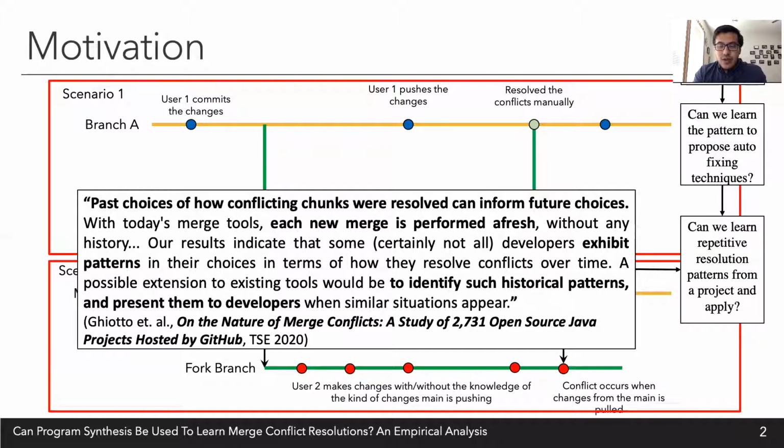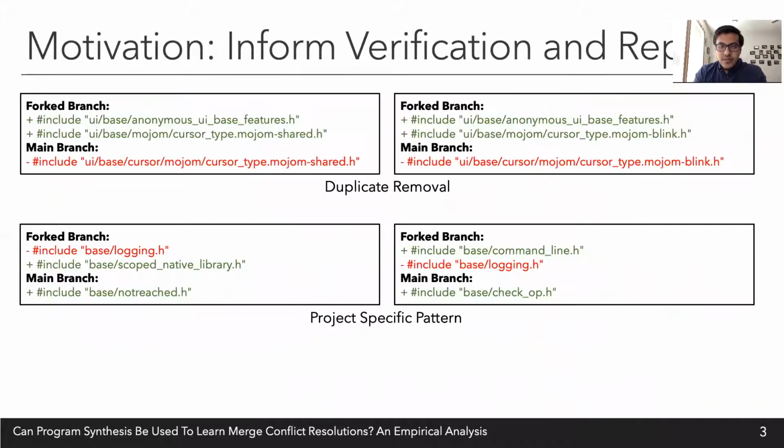We have carried out this work on Microsoft Edge to learn the conflict resolution patterns using program synthesis. Here we show some examples of what patterns might look like. In the top example, the header cursor type module shared or cursor type module blink appeared both in the fork and the main branches, and the developer excluded the one in the main branch. Similarly, the bottom example shows another pattern, where the developer removes base login.h from the fork branch because Microsoft Edge uses a different login system.